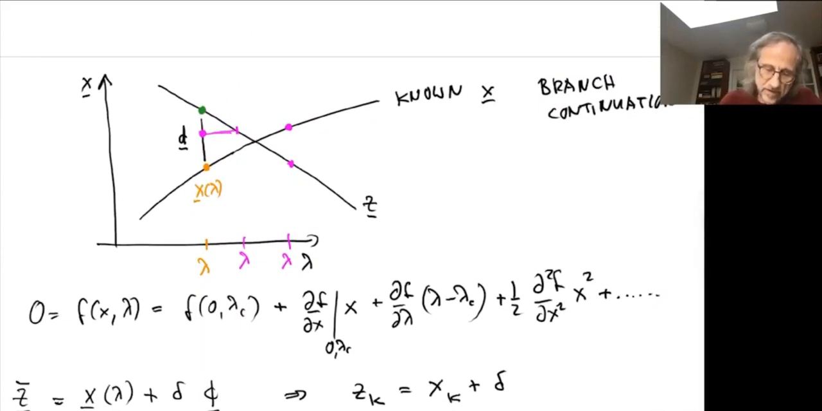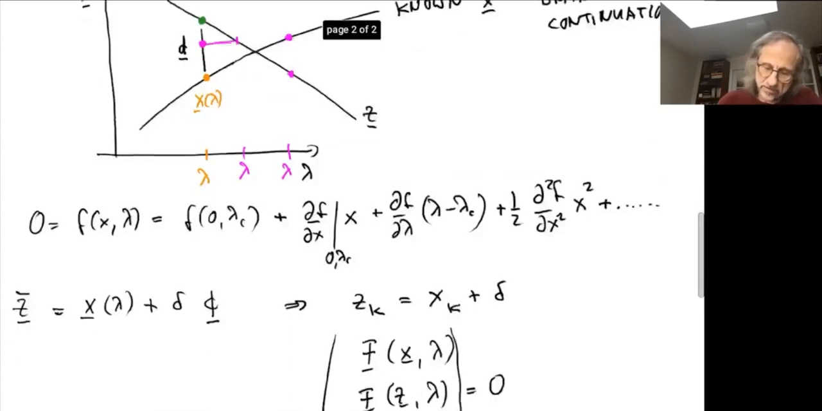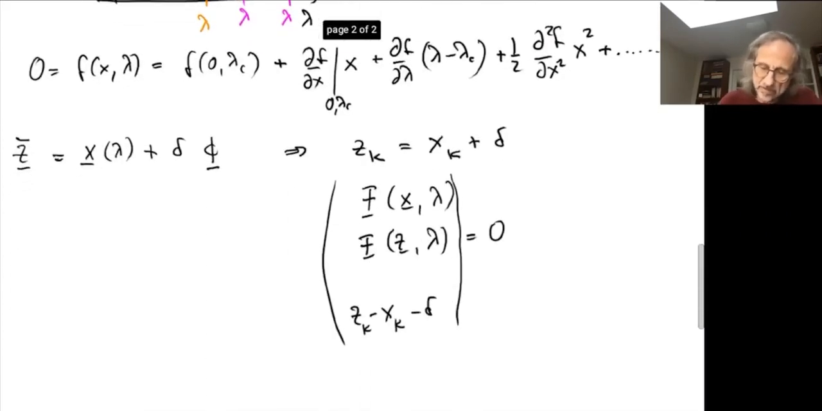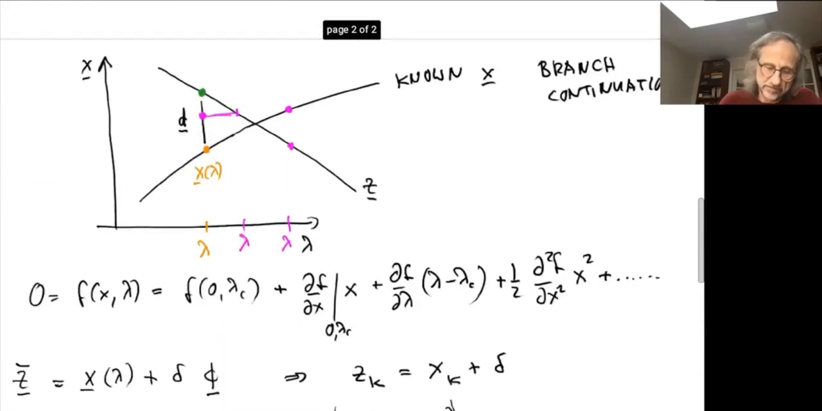We don't know when we're on this branch whether this other branch is above here or below here. There's no way of knowing. And so in order to accommodate that, we just say, well, we do two problems. In one case, we require that the distance is plus delta. In the other case, we require the distance is minus delta. And that covers then both of these cases here.